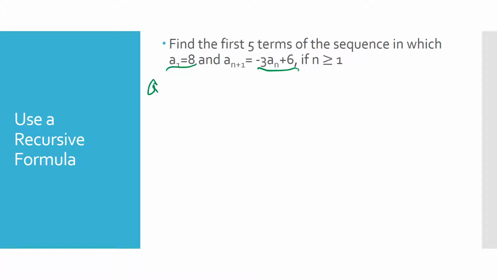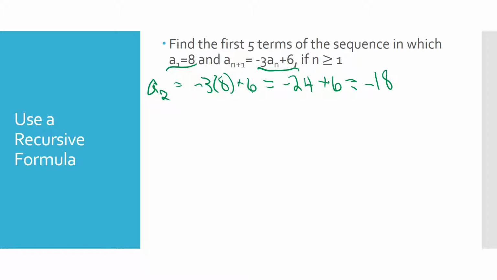Let's first find A2. A2 is going to equal -3 times 8 plus 6. And -3 times 8 is going to give me -24, plus 6 is then going to result in -18.